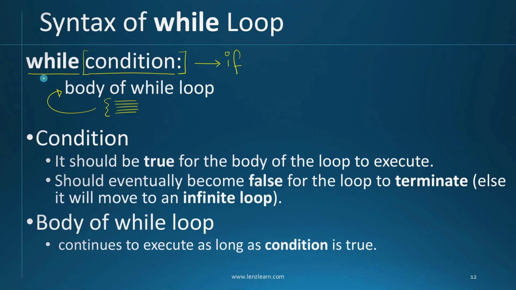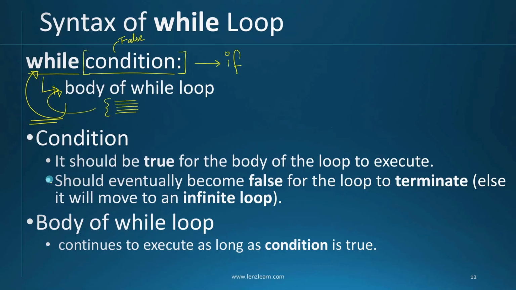So before the control comes into the body of the while loop, the condition will be checked. If it is true, the body will be executed. Then again the control will come to while. If it is again true, the body will be executed. And this iteration or looping will keep on happening until the condition becomes false. So when it becomes false, the while loop will finish and the statement after the while loop will start executing.